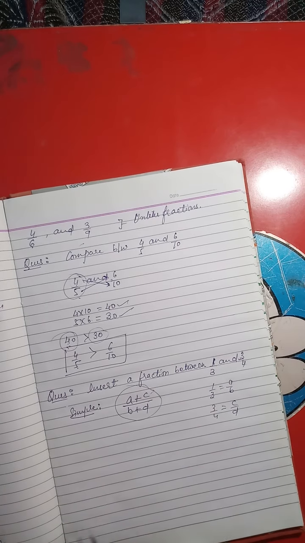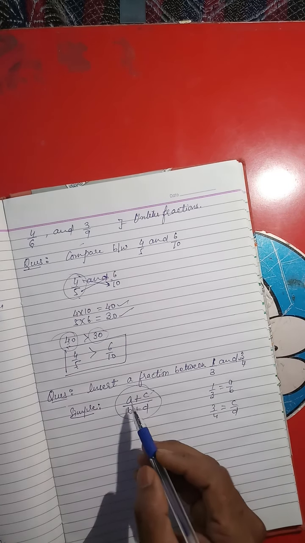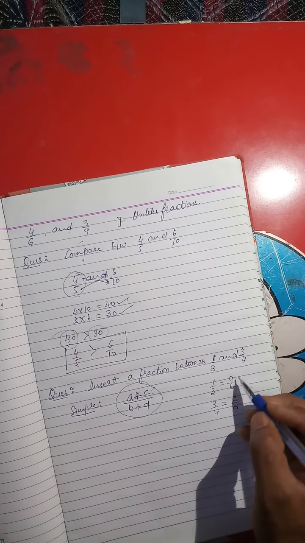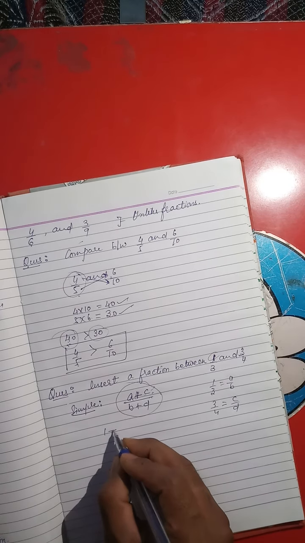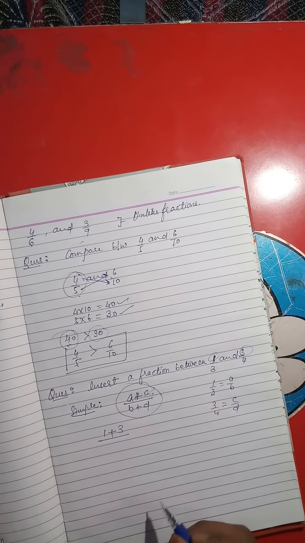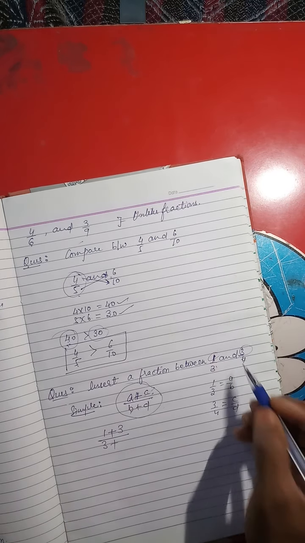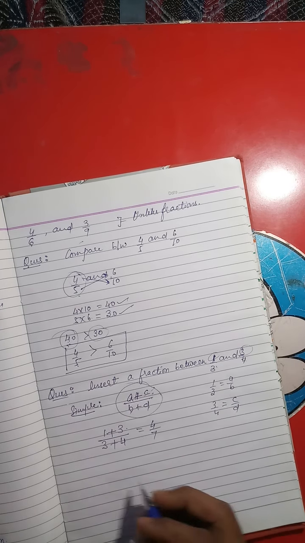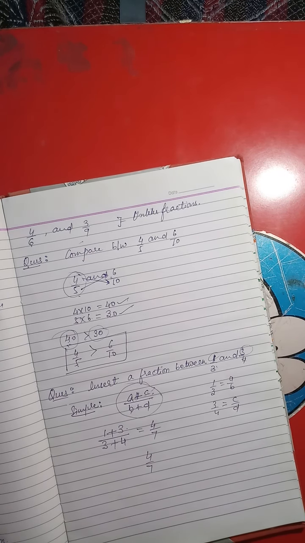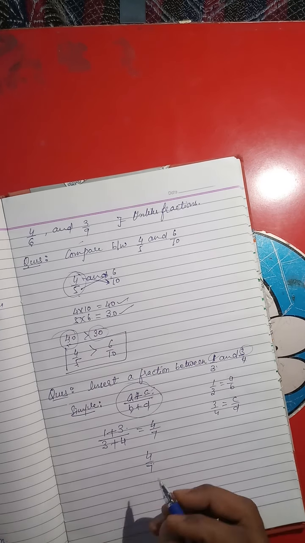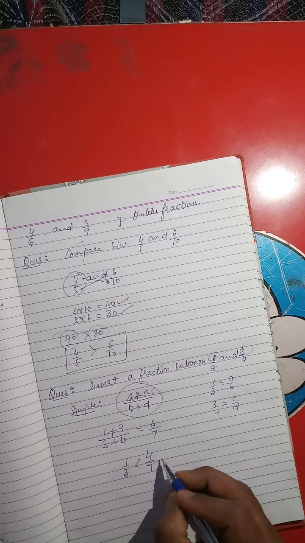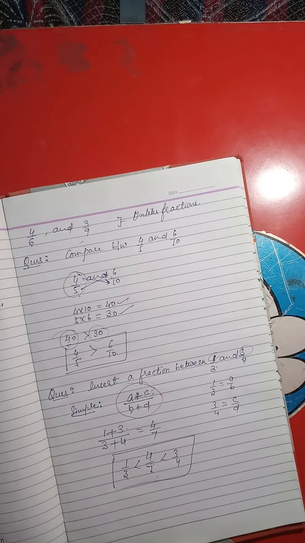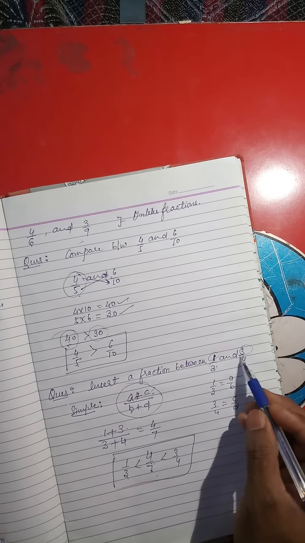So we have a general formula for inserting a fraction in between them. Then we have to add a plus c divided by b plus d. Look, a, which is 1, plus c, which is 3, upon b, which is 3, plus 4, which is d. Then 3 plus 1 is 4 and 3 plus 4 is 7. Then 4/7. 4/7 is a fraction which is in between 1/3 and 3/4. Then 4/7 is the required fraction which is in between these two fractions.